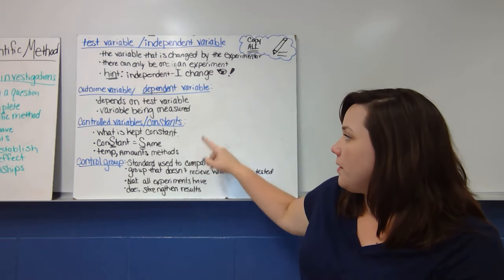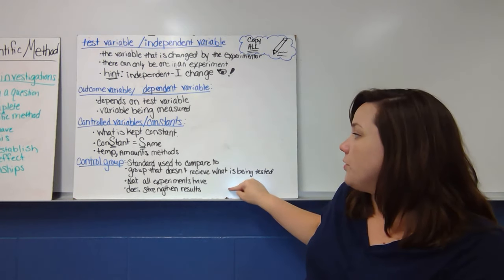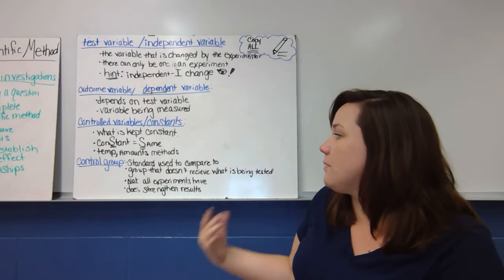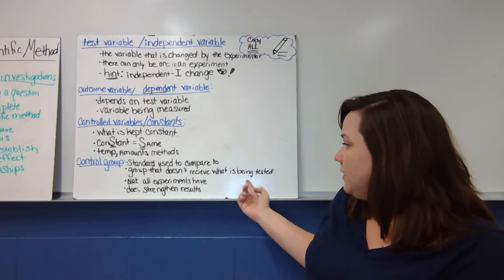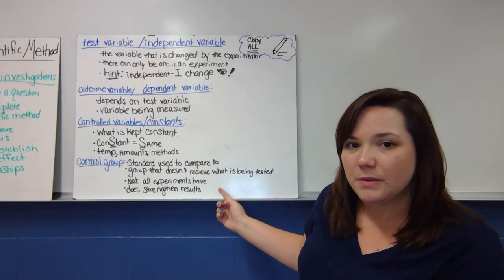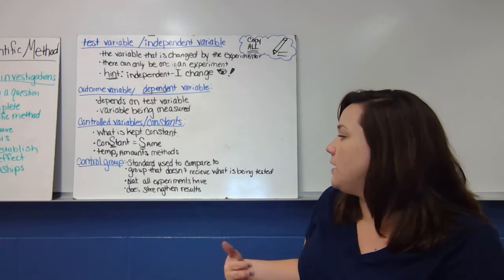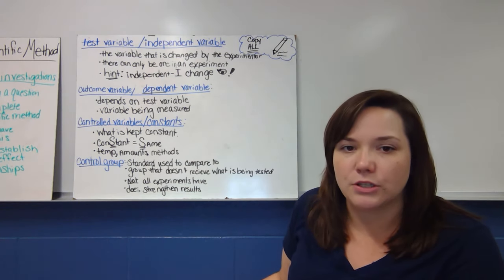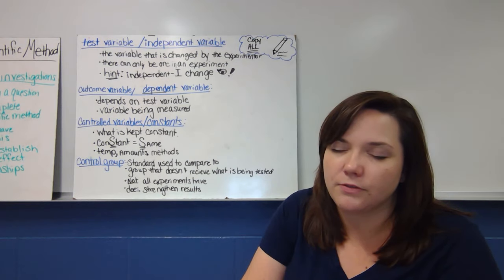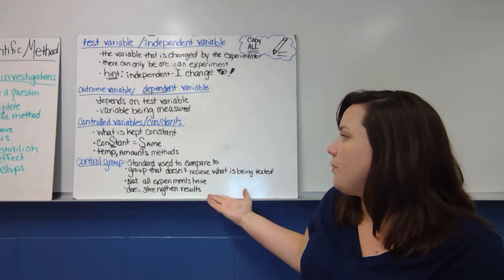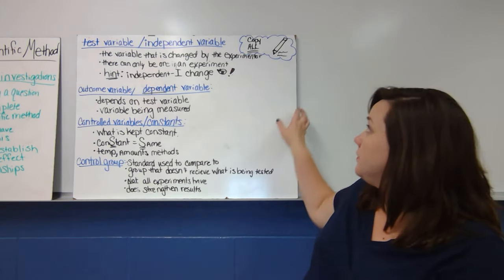Your control group, be really careful with these two. People tend to get them mixed up. The control group is a standard used to compare to, a group that doesn't receive what is being tested. Not all experiments have a control group. Strong experiments usually do, though. So if you want to give some good strength to your results, you want to make sure you have a control group. So in the experiment, if we're talking about watering plants with different liquids, the control group would be water, because that's what we normally give plants.